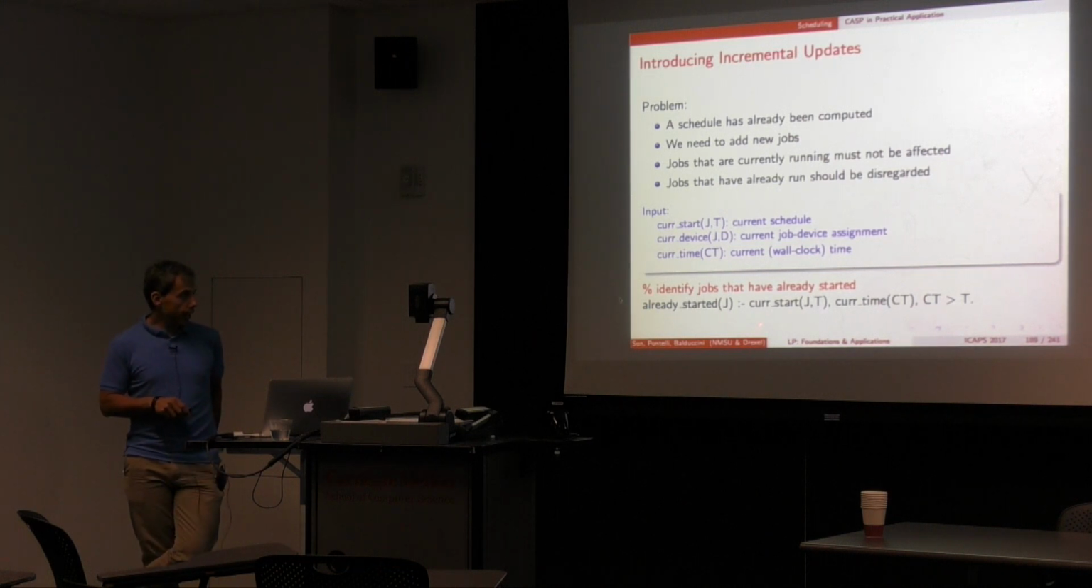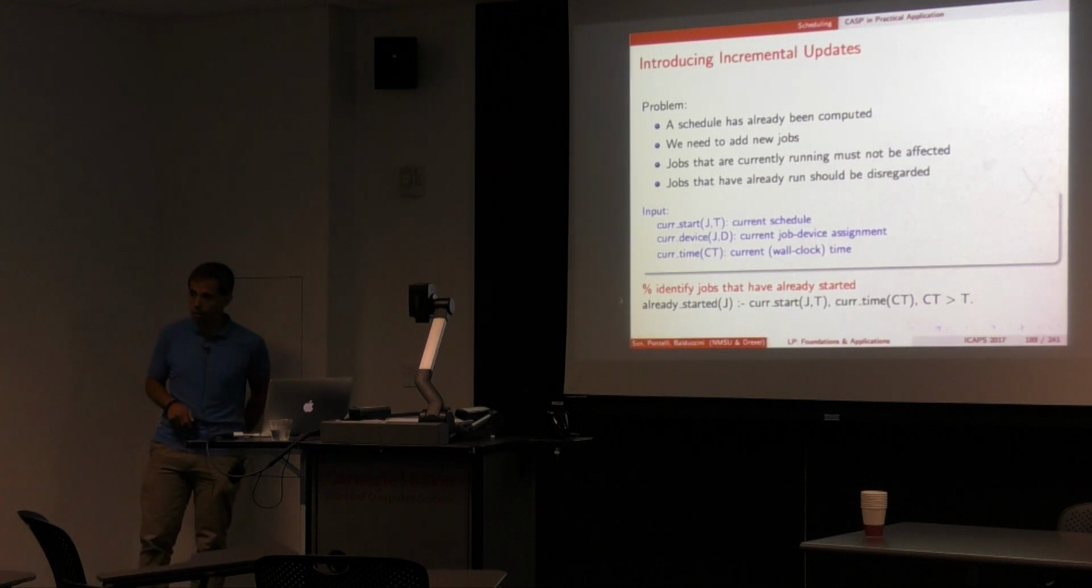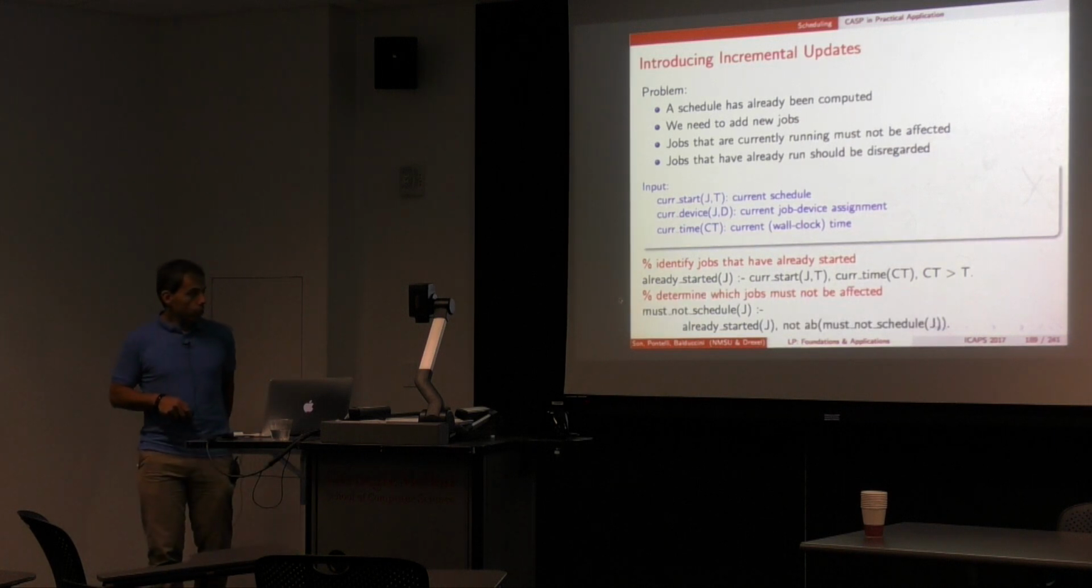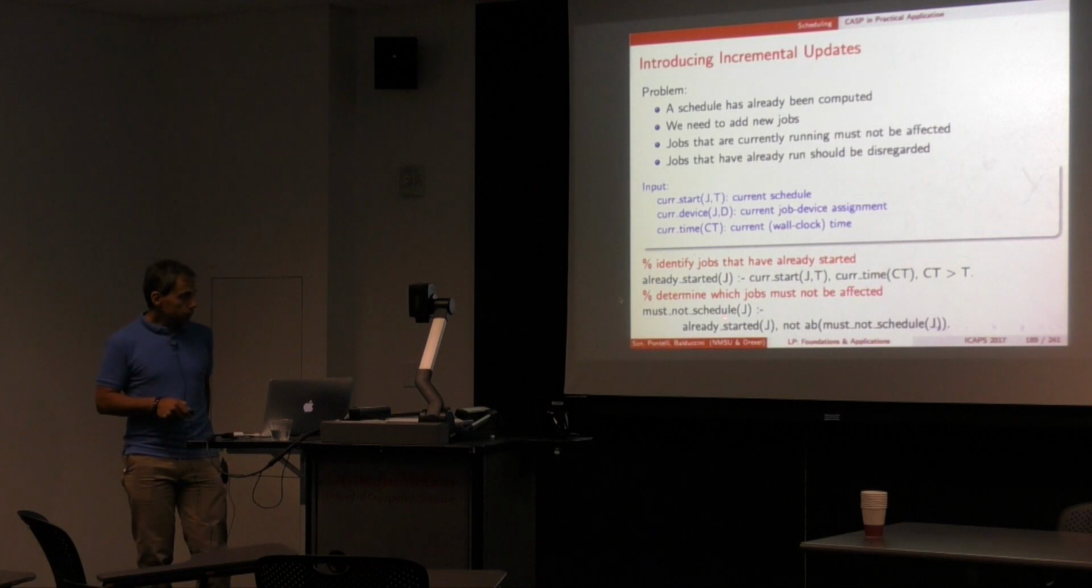First, based on these relations, we can determine which jobs have already started. That's easy, right? We check the current start, check the current time. If the current start is before the current time, we're done. Those jobs intuitively must not be rescheduled, right? They shouldn't be touched. Their start time stays the way it is. That can be done in ASP easily as well, right? With a rule like this.